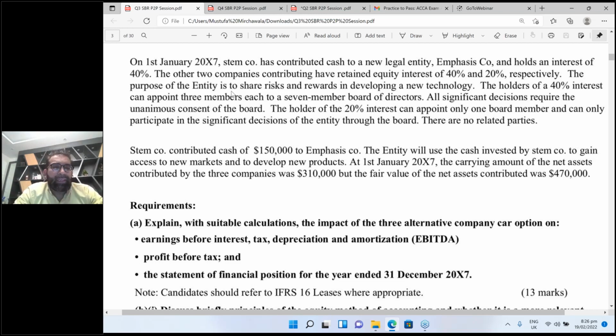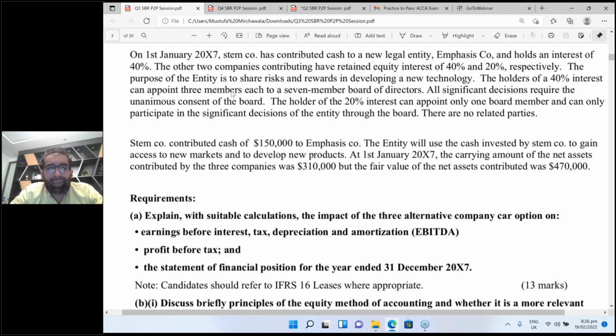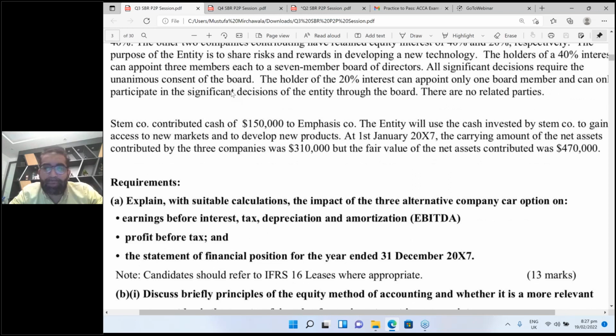Now the second thing is the note: candidate should refer to IFRS 16 where appropriate. Yes, you need to discuss openly. The examiner is saying to discuss IFRS 16 accounting. Let's move to the question, please.